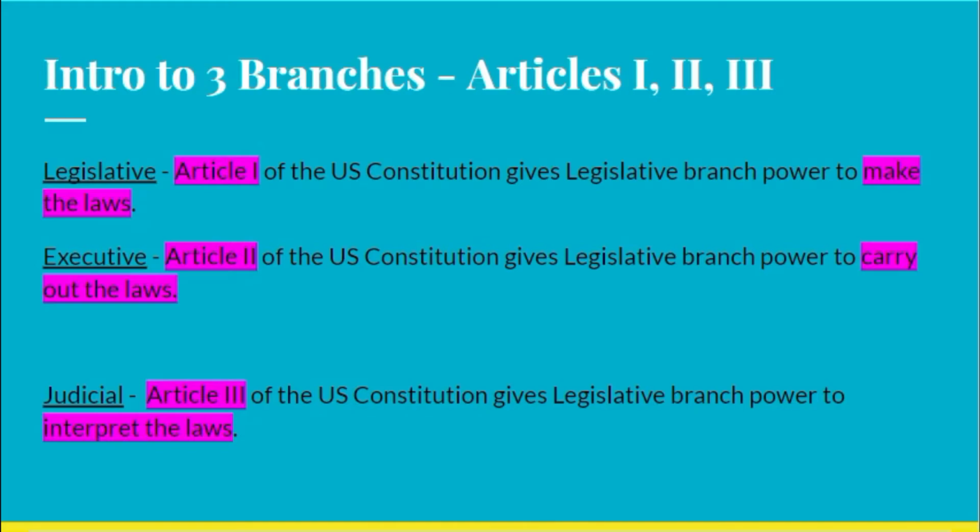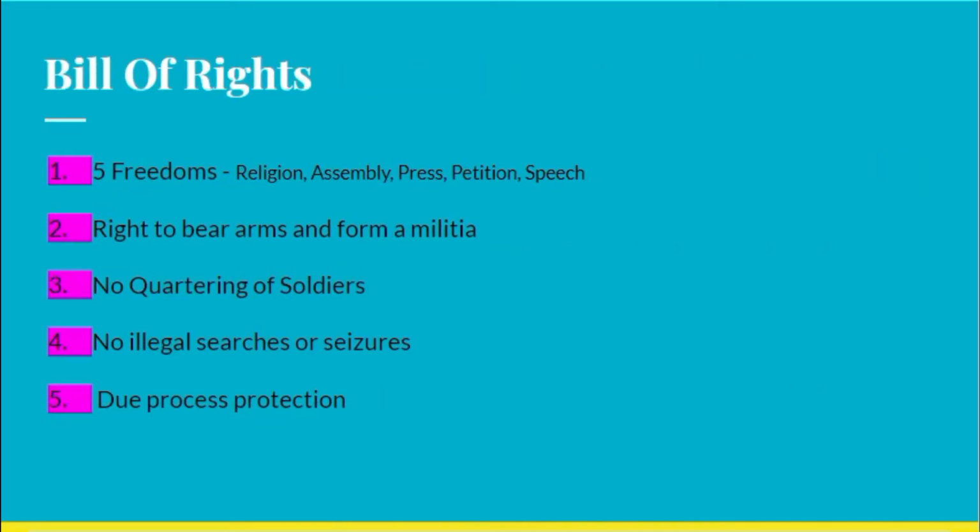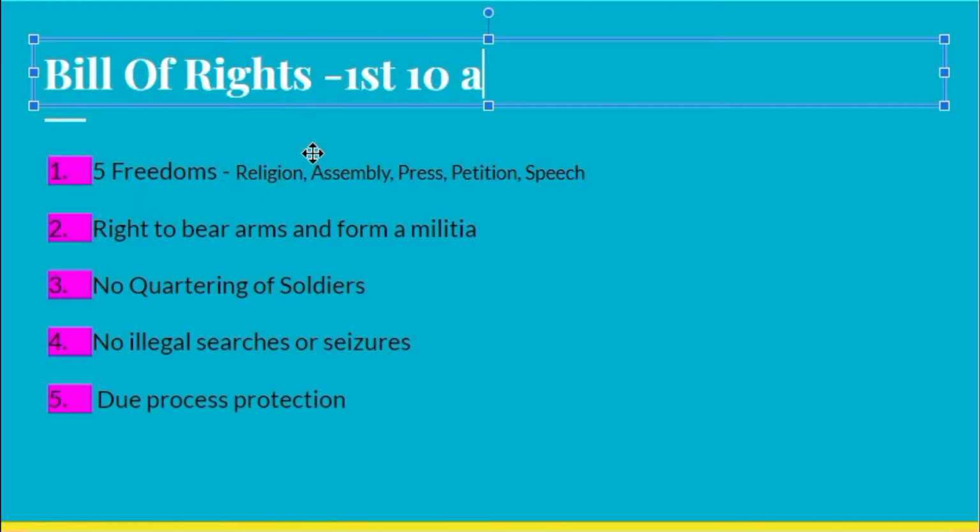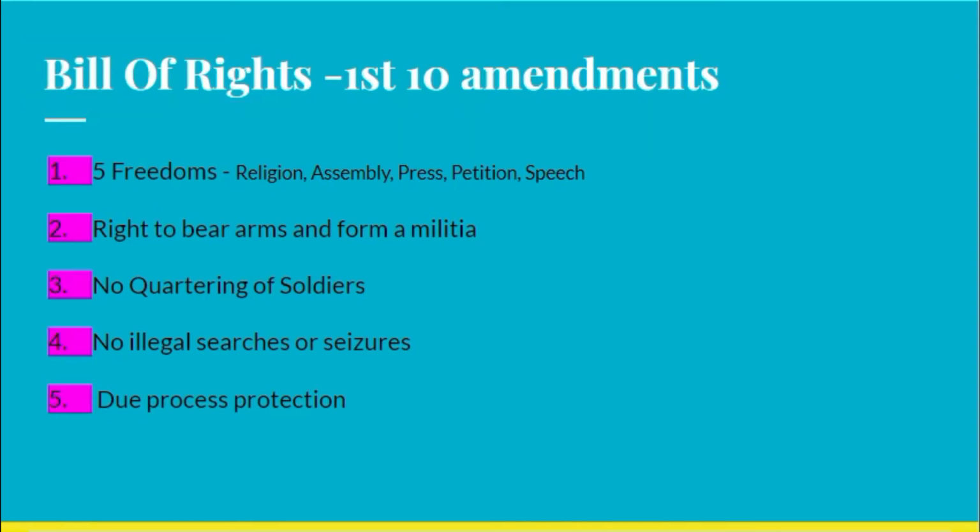Okay? Next, we jump right on into the Bill of Rights. The first 10 amendments to the Constitution are called the Bill of Rights. So right next to Bill of Rights, when you write this stuff down, I would definitely write down the following: first 10 amendments. Okay? So make sure that we do understand that and we do remember that.